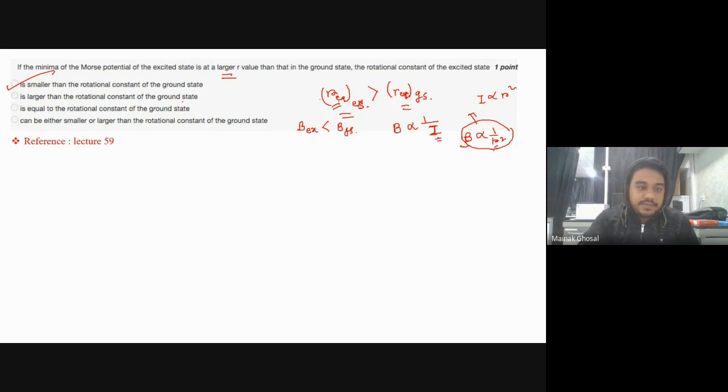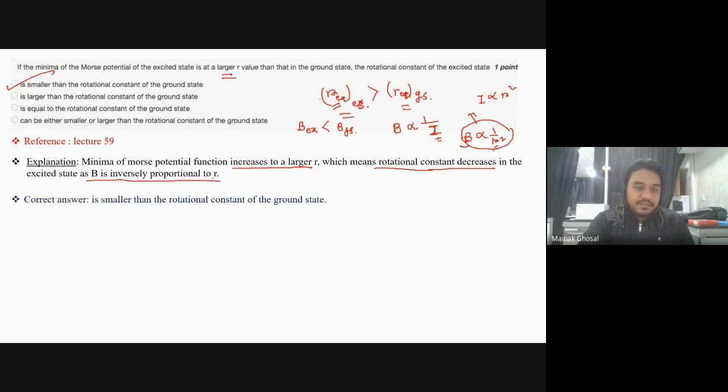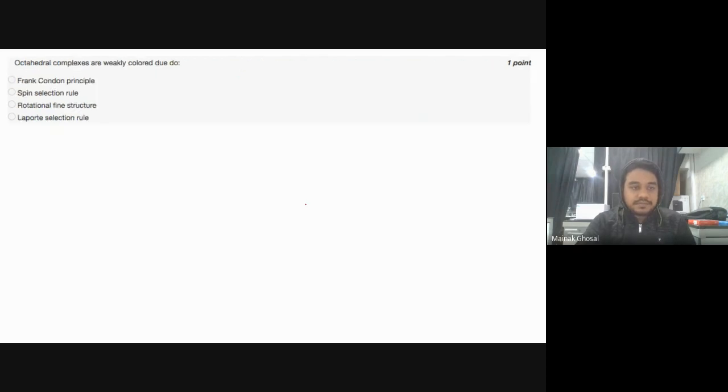So whenever you are doing an MCQ, you also need to see all other options. Okay. So the minimum of the Morse potential function moves to larger R, which means the rotational constant decreases in the excited state, as B is inversely proportional to R. So the answer is that it is smaller than the rotational constant of the ground state. Okay, next question: octahedral complexes are usually colored due to what? This is a question. Okay, octahedral complexes.